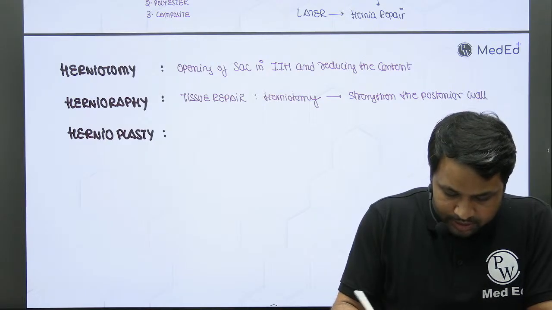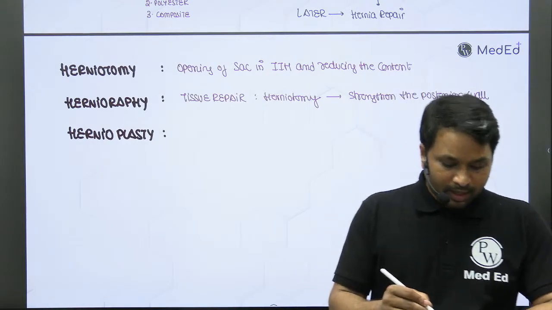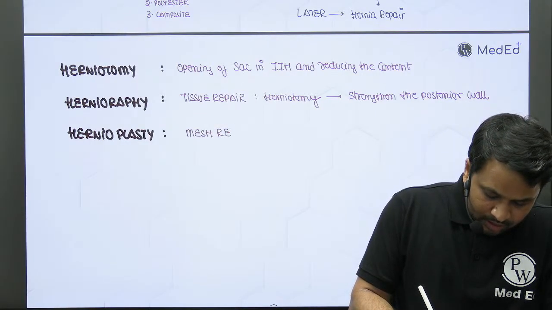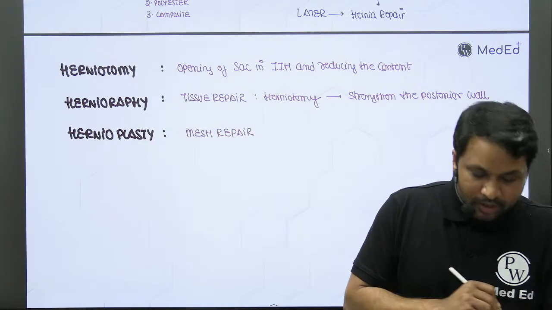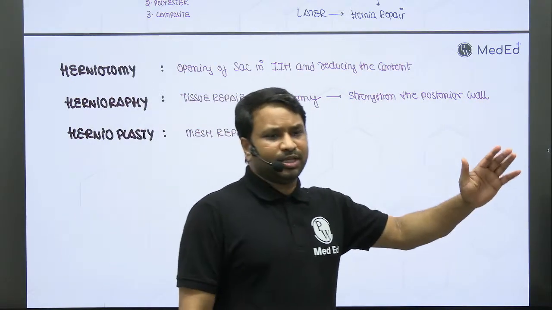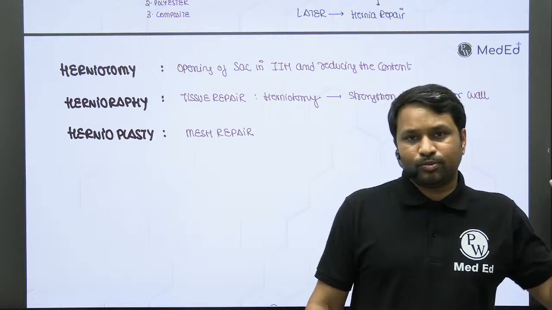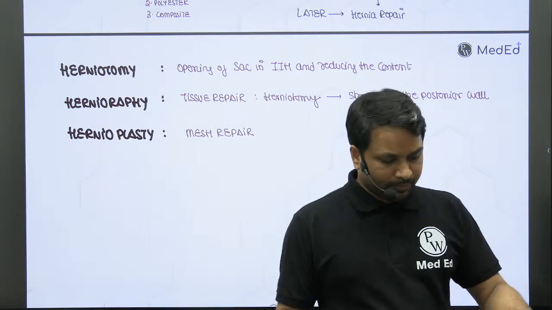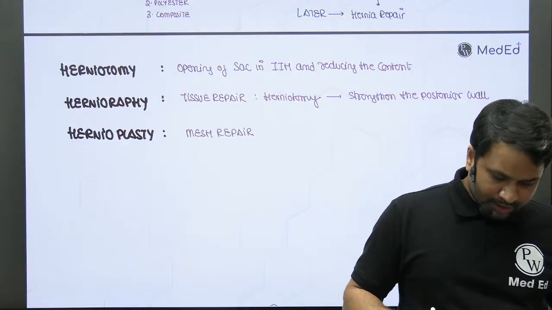We are going to strengthen the posterior wall. Hernioplasty is usage of mesh, so it is going to be a mesh repair. So I'm going to do the same thing. You'll do a herniotomy, you will do a posterior wall strengthening, and then you will put a mesh on top so that it fixes across it. This is what we call hernioplasty.